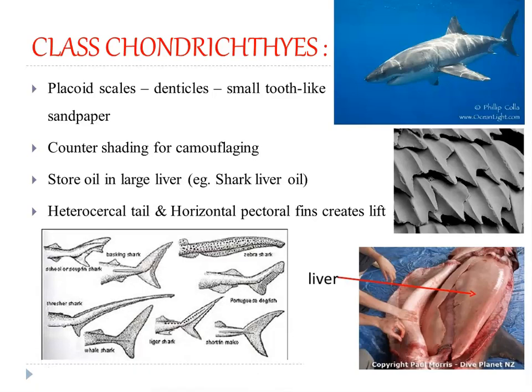Then they have the heterocercal tail. As we have already seen, the two lobes are differently sized, isn't it? This helps in heterocercal tail, as well as pectoral fins placed horizontally to the body axis. It helps in providing a lift to the body during the movement.